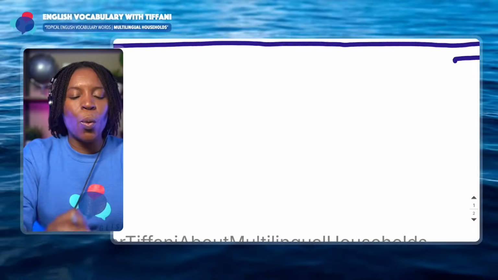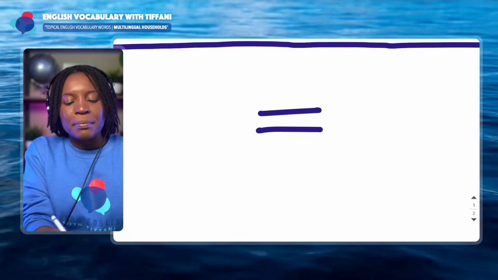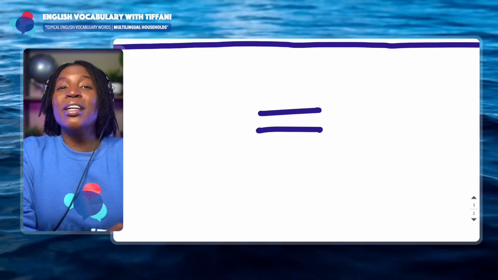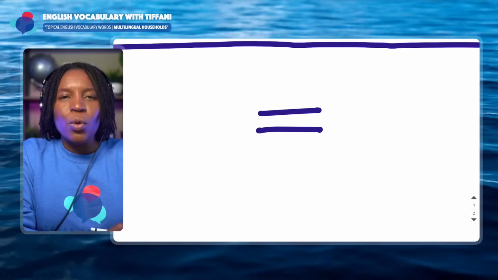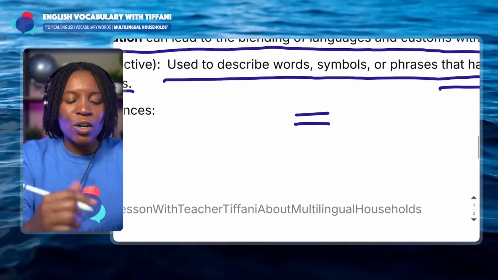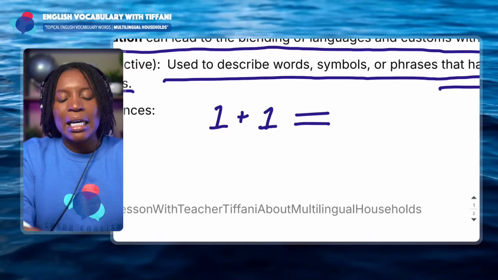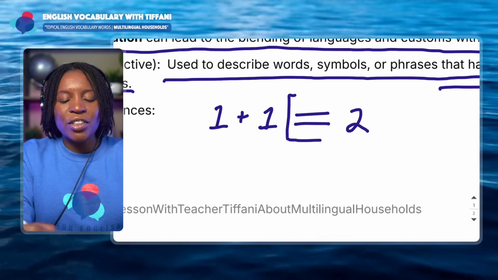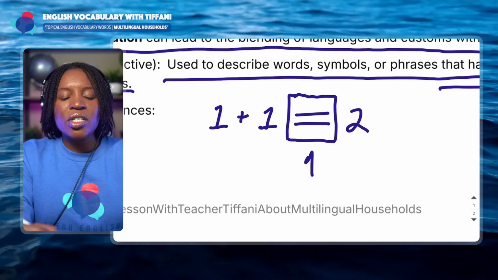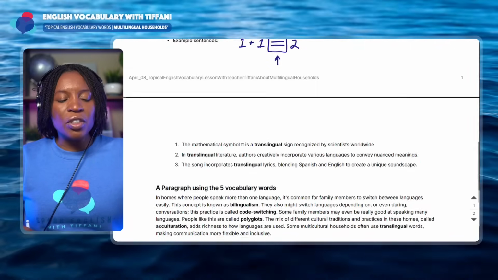For example, if you're watching this, I'm going to put a sign on the screen. What is that? Yes, for those listening, the equal sign, right? The equal sign. This is an example of something that is translingual, right? In every language, it's the same symbol. Yes, excellent, excellent. All right, let's move to the example sentences.